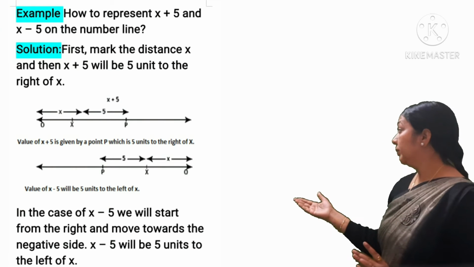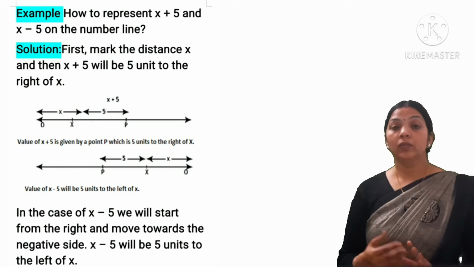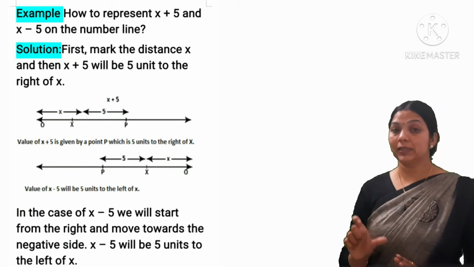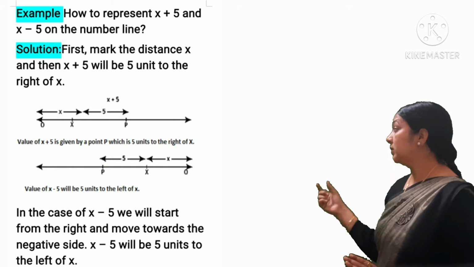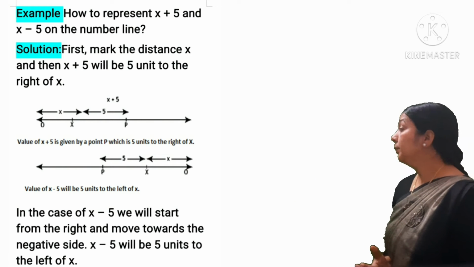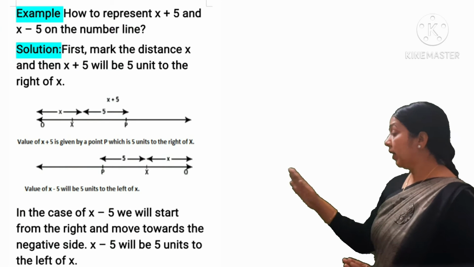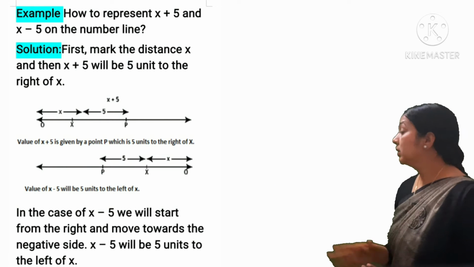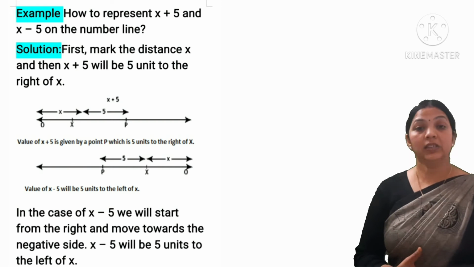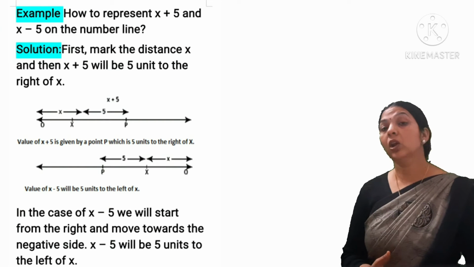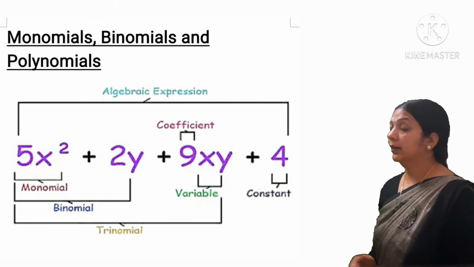So if we place x on the right hand side of 0, then we have to add 5 to x, meaning x plus 5. So we will move 5 units on the right hand side, and that particular point will express x plus 5. And if we move 5 units on the left hand side from x, then it will give x minus 5. So this is how we can represent any linear algebraic expression on the number line. You can easily place that.